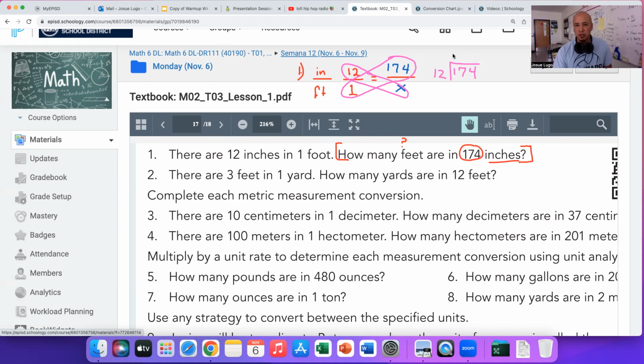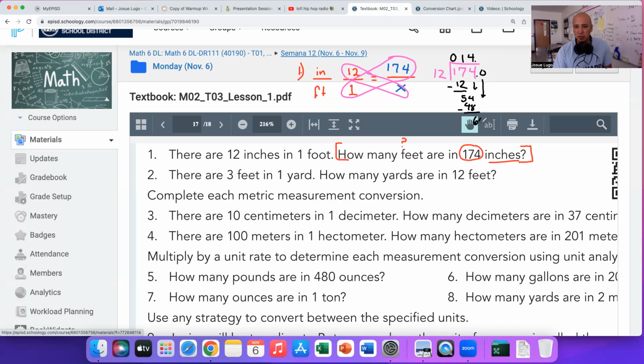All right, so 12 cannot go into 1, but it goes into 17 one time. 12 times 1 is 12. We subtract, that gives us 5. Bring down the 4. 12 goes into 54 4 times. 12 times 4 is 48. We subtract them, that gives us 6. And since I have a remainder, I have to keep going. Remember, there's a decimal right here.